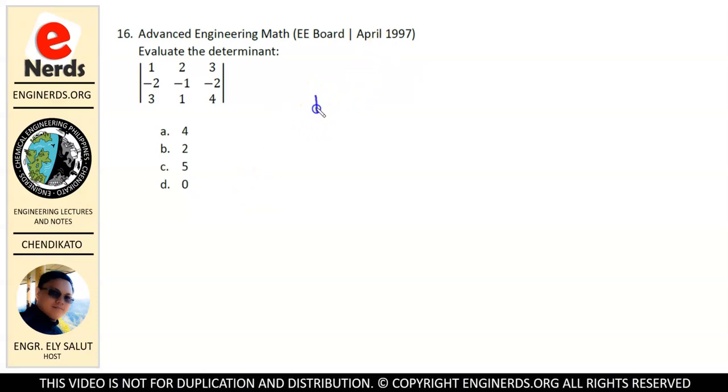Okay? So our determinant here is equal to, we have 1, negative 2, 3. Then we have 2, negative 1, 1. Then we have 3, negative 2, 4. Okay? So, kung marirecall ninyo, in solving for determinant, ini-extend lang natin ito, no? So, we're going to write again this. We have 1, negative 2, 3. And the second one, which is 2, negative 1, 1.